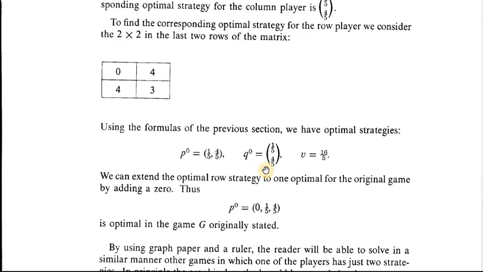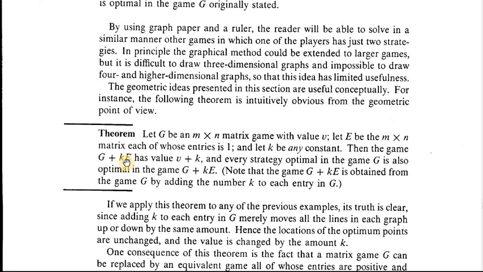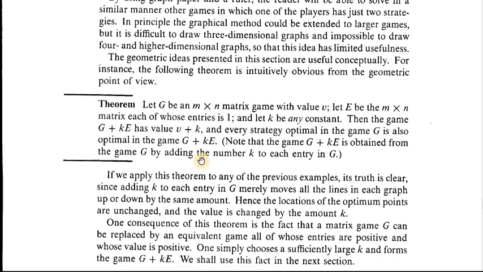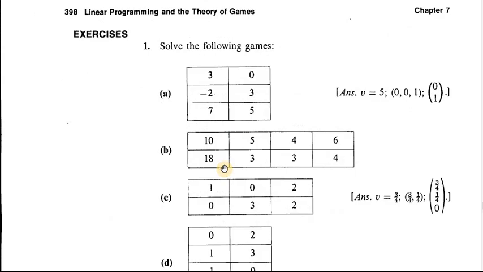If I change every entry in the payoff matrix by k, then the value is going to change also by k. But the optimal strategy does not change. And the important thing about this is that in the next section we'll find out that we need a game in which all of the values in the payoff matrix are positive. So that's easy to do. Just add a big enough k, and that will make the entire payoff matrix positive.